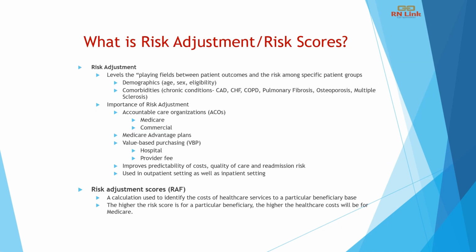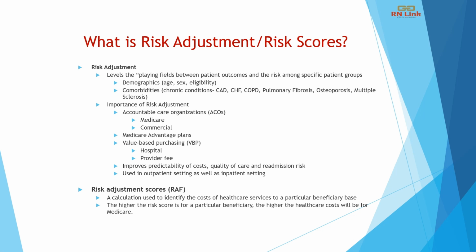What is risk adjustment or risk scores? Risk adjustment. 1. Levels the playing fields between patient outcomes and the risk among specific patient groups. Example, demographics like age, sex, eligibility. And comorbidities like chronic conditions. Examples are CAD, CHF, COPD, pulmonary fibrosis, osteoporosis, multiple sclerosis.